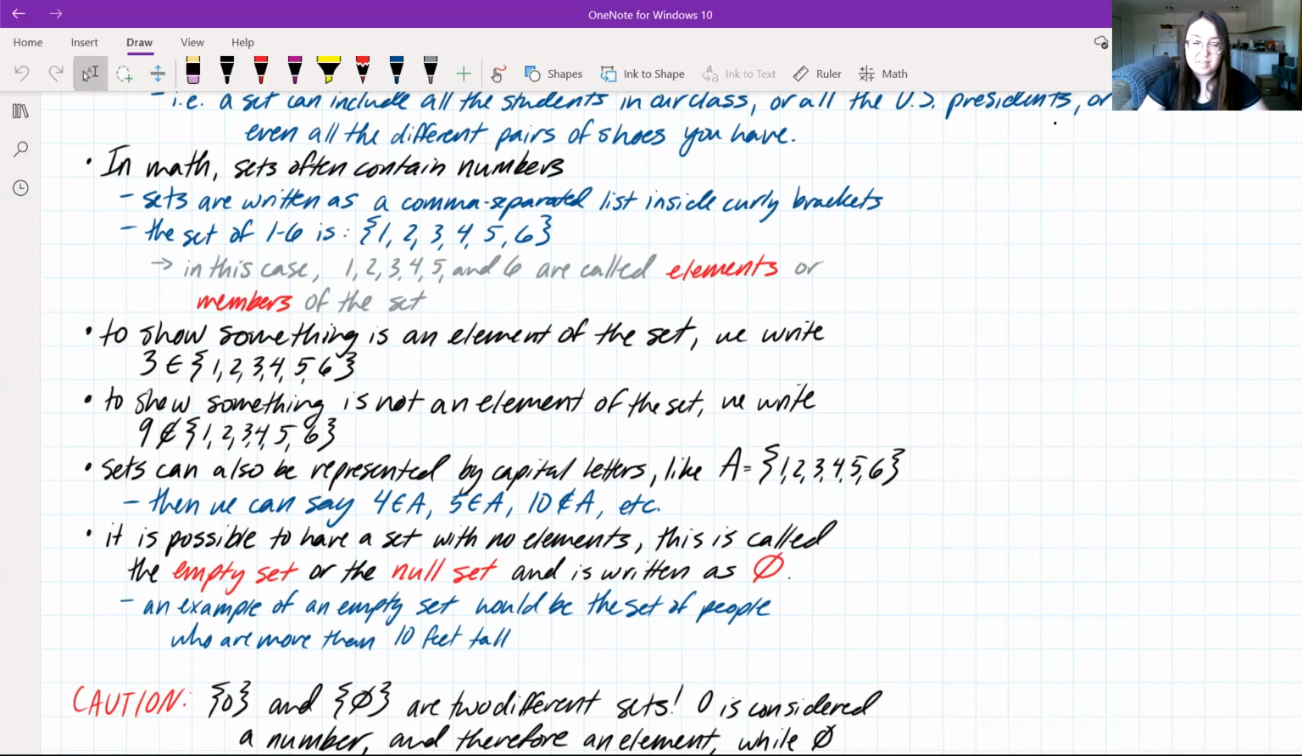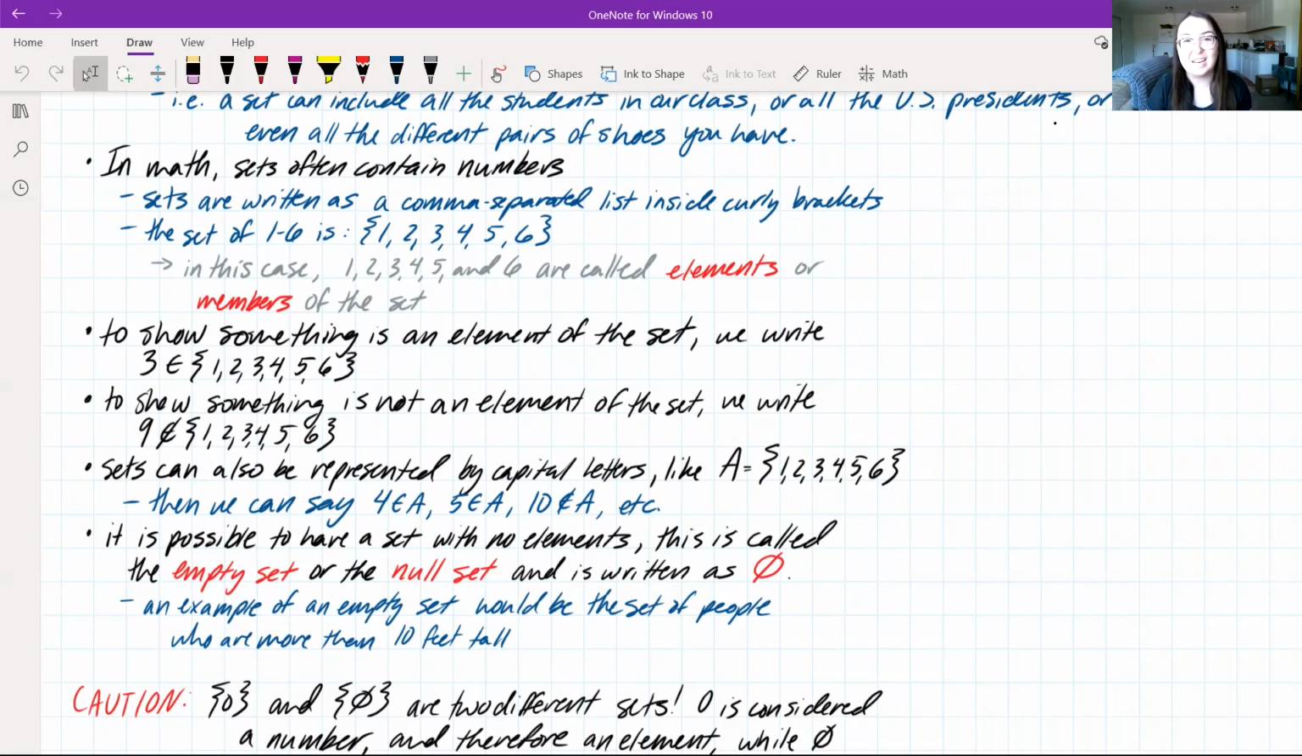It is also possible to have a set with no elements, and this is called the empty set or the null set. I'll normally call it the empty set, but either name you call it, it's the same thing. It's written as a 0 or an O with a line through it. An example of an empty set would be the set of people who are more than 10 feet tall. There's no one in the world that's more than 10 feet tall, so this would be an empty set.